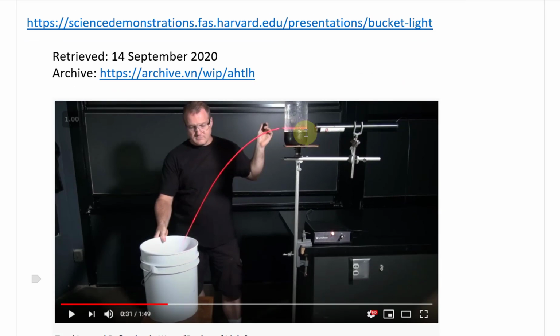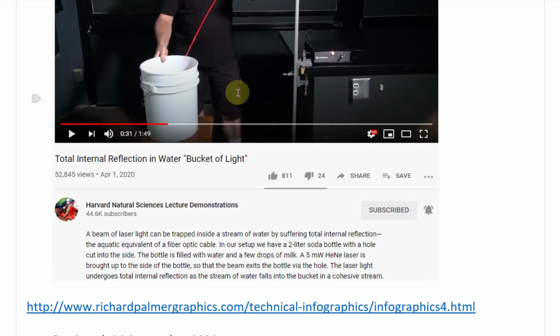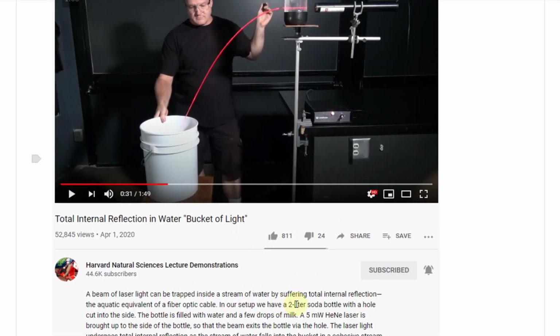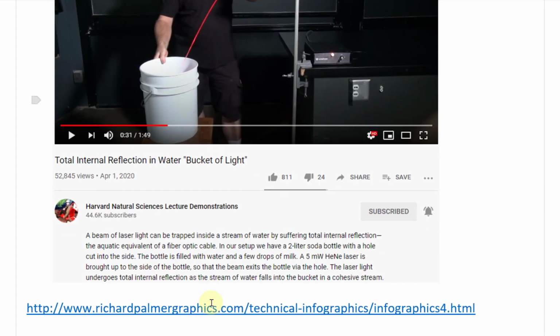And here's an illustration. This one's just water, actually. This is to show you how light can bend inside or refract. It just follows this path, and that's a laser beam shining into it. Just want to put an image. There's a total reflection in water, quote, bucket of light. This is from the Harvard Natural Science lecture demonstrations. A beam of laser light can be trapped inside a stream of water by suffering total internal reflection, the equivalent of a fiber optic cable.